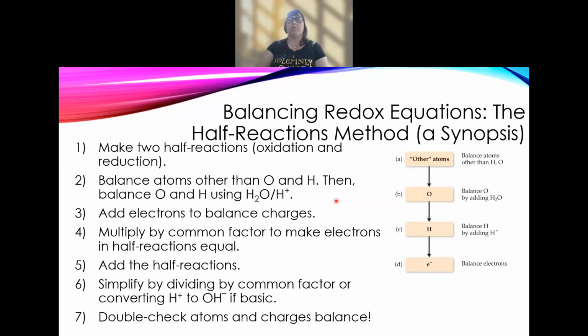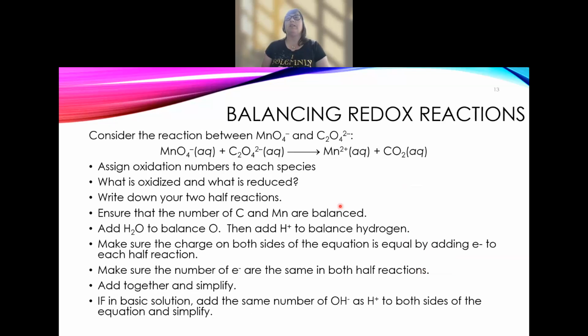The next thing we need to do is make sure that we have the same number of electrons in both half reactions, and then we add them together, all right? If we need to multiply things to make the number of electrons the same, we need to multiply everything, not just the electrons, and then we add those two. We can simplify them by dividing by a common factor or converting H+ to OH- if basic, and we'll talk about that too. And then you want to double check everything, make sure that you're good. So that's the basic process that I'm going to be working through when I do all of this balancing. We're going to do one example in detail. Let's talk about that one.